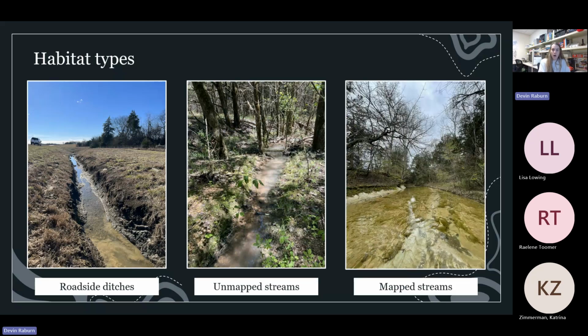And then lastly, we have our mapped streams, which are called mapped because they are depicted on the USGS National Hydrography Dataset. Therefore, these are going to be our larger systems, our relatively perennial systems. You can see in this picture that it has deeper surface water. We can see there's still some tree cover going on, there's algae, so enough food and cover coming into that system as well, but overall a better suited system for larger predators such as fish to persist in that habitat.